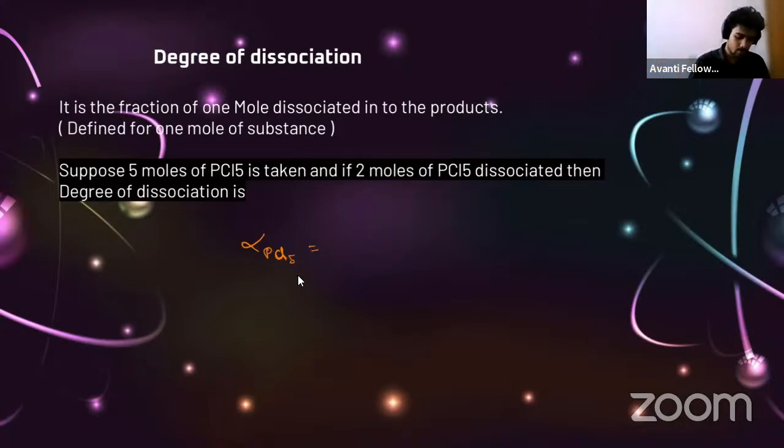This is a simple answer, right? What you need to do is see how many moles dissociated. 2 moles. You know that, right? Now, if 2 moles is dissociated, what is the initial number of moles? That is 5. Nothing but 2 by 5. What is the value? Nothing but 0.4.